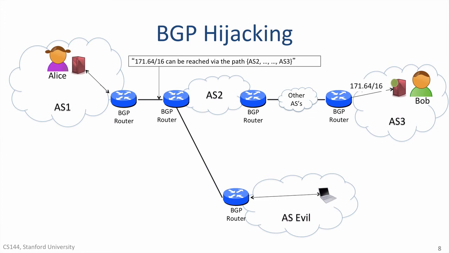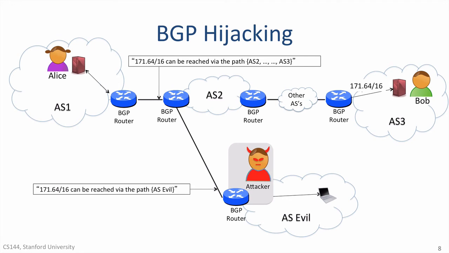The attacker has a different idea. The attacker is able to take over and control the BGP router in AS Evil. Once the attacker has control of the BGP sessions between AS Evil and AS2, it can advertise new false AS paths. For example, it can advertise a path saying that the 16-bit prefix 171.64 can be reached via AS Evil instead.